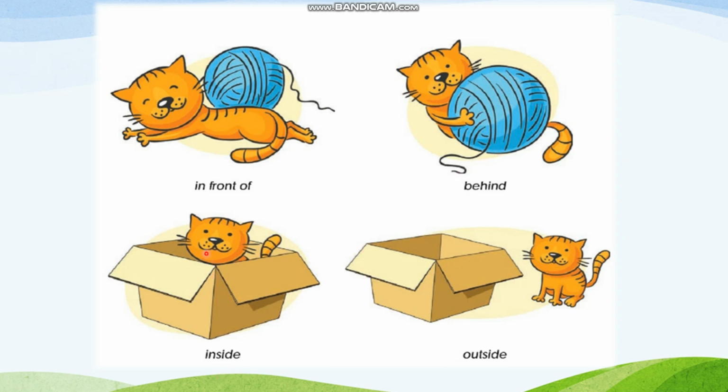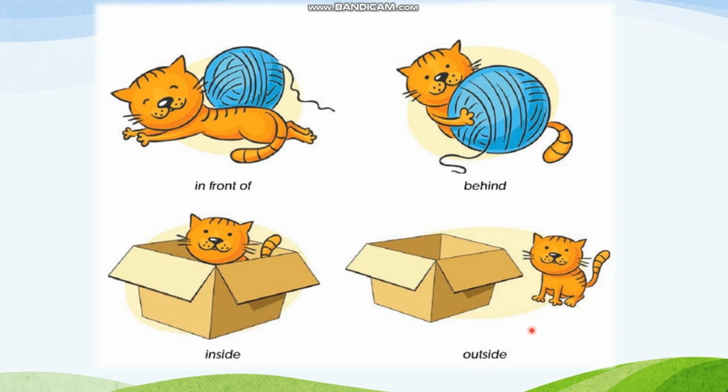Now look here, the cat is sitting inside the box. The cat is sitting inside the box or in the box. Okay, so here the position is inside or in. Now look, the cat is sitting outside the box. Box is here and the cat is sitting outside the box. So outside is the next special word.